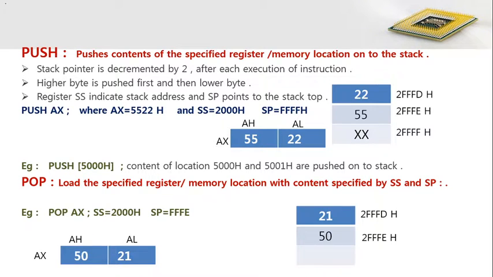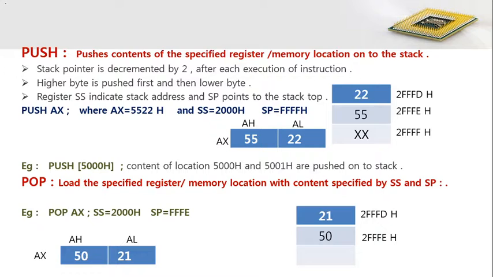Next is the PUSH instruction, which pushes the content of the specified register or memory location onto the stack. The stack pointer is decremented by 2 after each execution of the instruction. The higher byte is pushed first and then the lower byte. So while pushing, we need to push the higher byte of data first to the stack top, then decrement the stack top by 1, and again push the second byte, the lower byte, to the stack top. Register SS indicates the starting address of the stack segment, and SP points to the stack top.